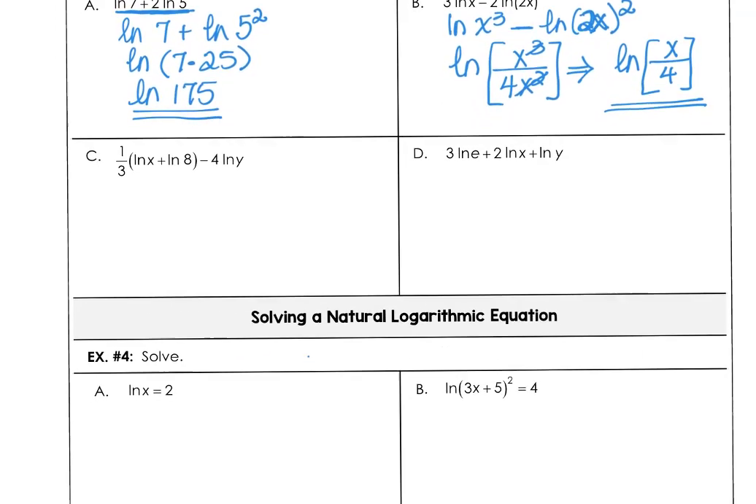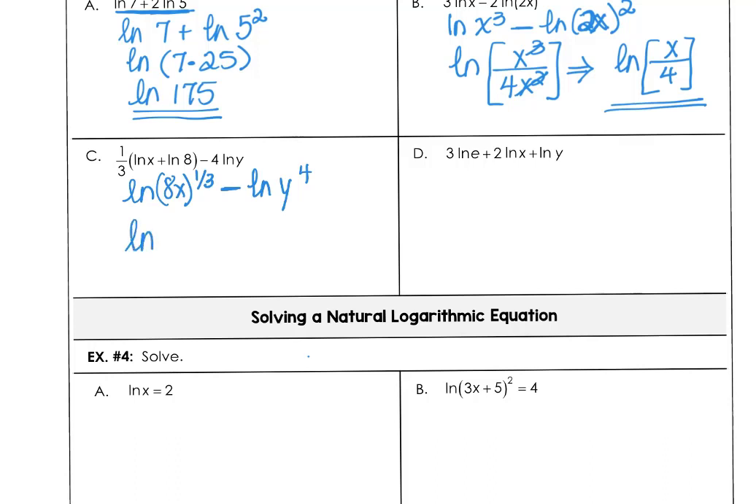In part C, the 1/3 in the front is going to be a cube root. So we want to put that back as the natural log of x multiplied by 8 inside the parentheses, and raise that to the 1/3 power. And then put the 4 back on the y to the 4th. And the difference of two logs is the quotient of a single log.